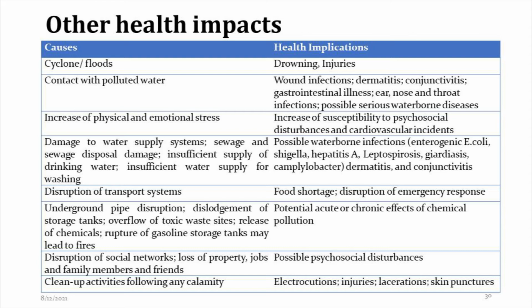Damage to the water supply system, insufficient supply of drinking water and insufficient water supply for washing could lead to possible waterborne infections such as enterogenic E. coli, Shigella, hepatitis A, leptospirosis, giardiasis and Campylobacter. Disruption of the transport system could lead to food shortage and disruption of emergency response. Underground pipe water disruption, dislodgement of storage tanks, overflow of toxic waste sites, release of chemicals, and rupture of gasoline storage tanks may lead to fires.